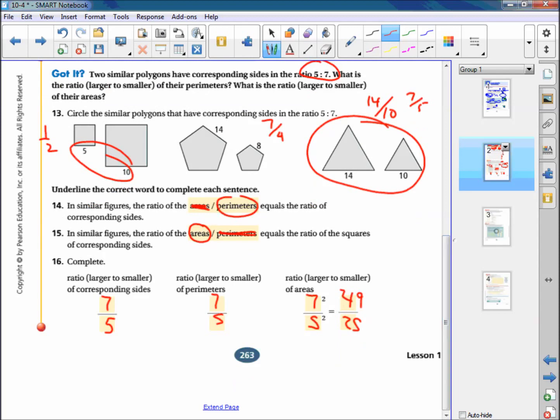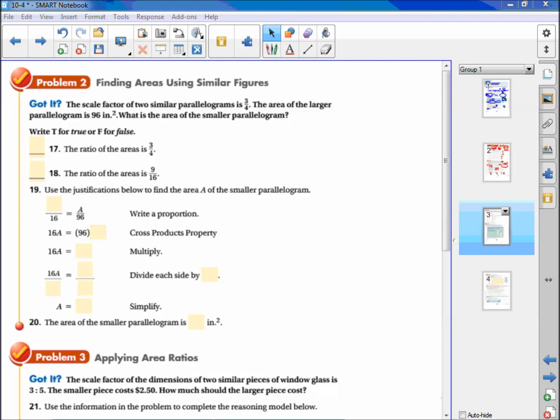All right, let's flip it over and check out page 3. Okay, on the top of the third page, we have problem number 2, finding areas using similar figures. So the scale factor of two similar polygons is 3 to 4. So that means if we compare one of the sides of the smaller polygon to the side of the bigger polygon, we get 3 to 4 ratio. So the area of the larger parallelogram is 96 inches squared. So this one over here, whatever kind of polygon it is, has an area of 96 inches squared.